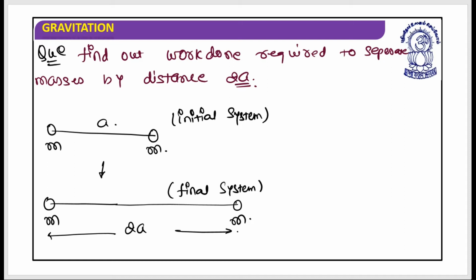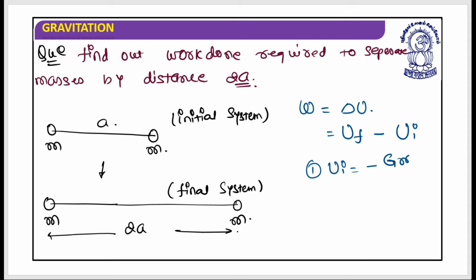What I need to do is always do one thing. We understand that work done is equal to delta U, and to calculate delta U you need to write Uf minus Ui. So follow this guide step by step, and you will easily calculate this. First write down Ui. In this case it's minus GM square divided by a. Next calculate Uf. It's the final potential energy, which would be equal to minus GM square divided by 2a.